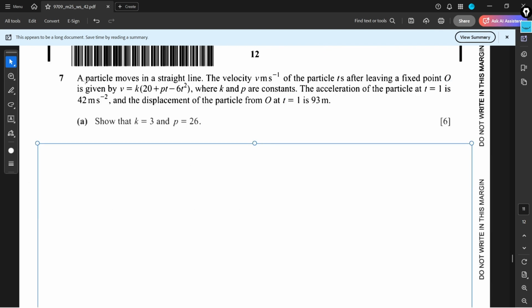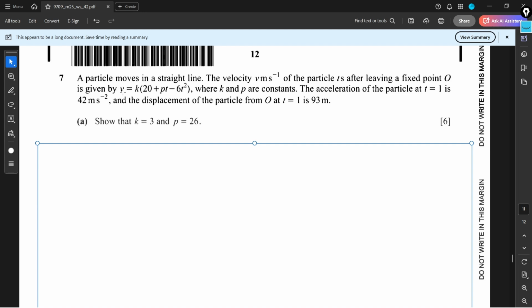Now, the last question is coming from variable acceleration, where the equation for the velocity in terms of time is given over here, where k and p both are constants. The acceleration of the particle at t equal to 1 is given as 42 meters per second squared, and the displacement of the particle at t equal to 1 is given as 93 meters. In the first part, we have to show that the value of k is equal to 3 and the value of p comes out to be 26.